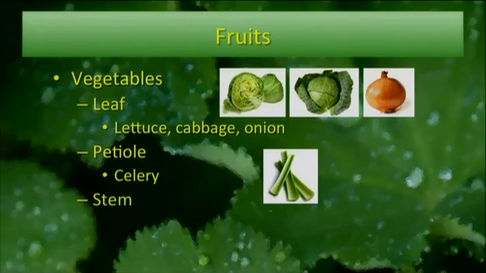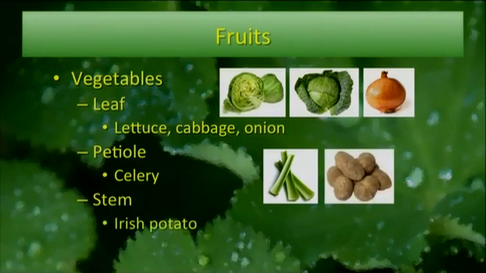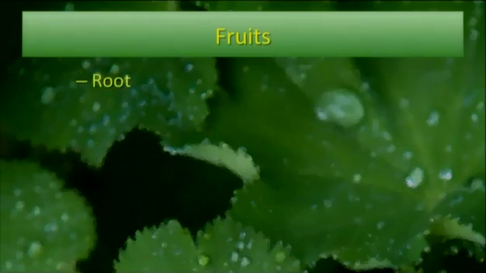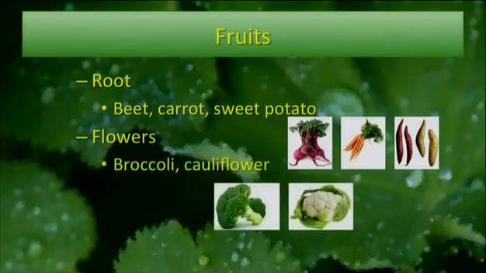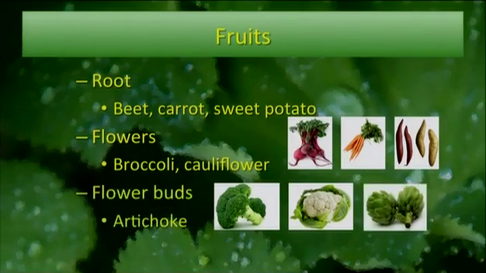A stem that's used for food is like the Irish potato, because remember the Irish potato is a special kind of stem known as a tuber that stores starch. It grows at the end of a rhizome. And then we have roots, such as storage roots like beet, carrot, and sweet potato. So these are different kinds of vegetables. Vegetables can also be made of flowers, as in the case of broccoli and cauliflower. And flower buds include the artichoke.